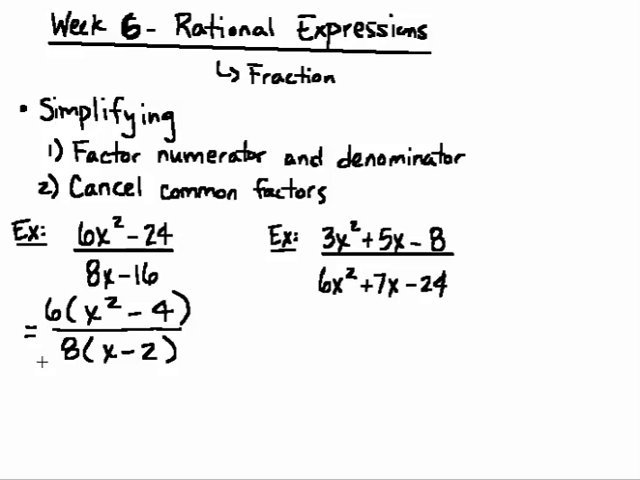But now we also want to check to make sure this is completely factored. Now this is something that a lot of us missed in week 5, is that we factored out the GCF, but we didn't check to see if we could continue to factor our expression. Notice in the numerator, x squared minus 4 is a difference of squares, which can be factored into x plus 2 and x minus 2. We do that by taking the square root of x squared and the square root of 4.